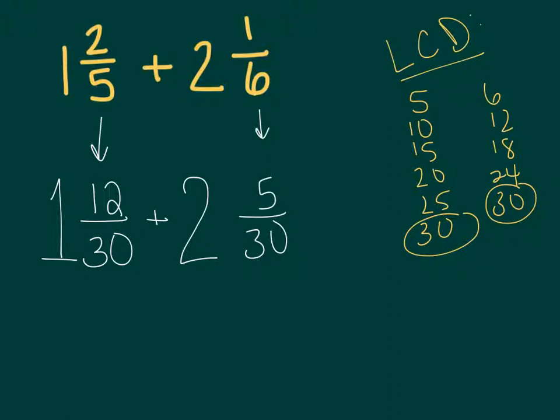The last step is to add my whole numbers. 1 plus 2 is 3. And then add my fractions. Remember, we only add the numerators. 12 plus 5 is 17 over 30. So the answer to 1 2/5 plus 2 1/6 is equal to 3 17/30.